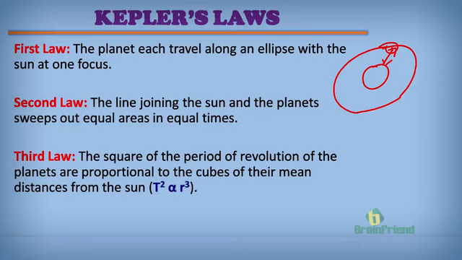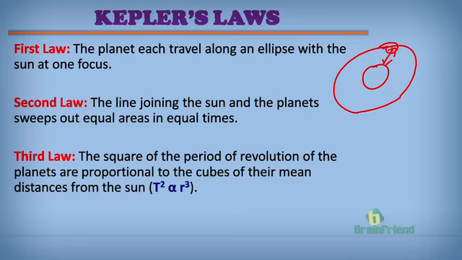Then, going to the third and final law: the square of the period of revolution of planets is proportional to the cube of their mean distances from the sun. It means that the time it takes a body to go around the sun is proportional to the cube of the distance between them.